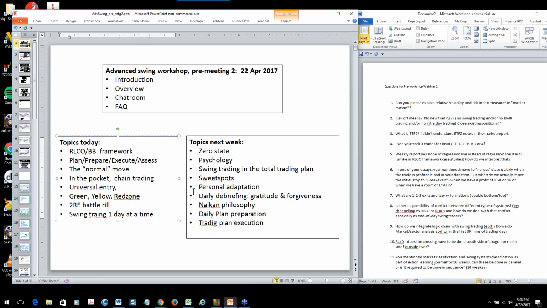Showed you some material on universal entry, green, yellow, and red zone trading, the 2R battle drill. Notice I must have just put these together. And then the concept of swing trading one day at a time, and invited you to send me some questions on those. I have a dozen or so questions that I'm going to get into here shortly.